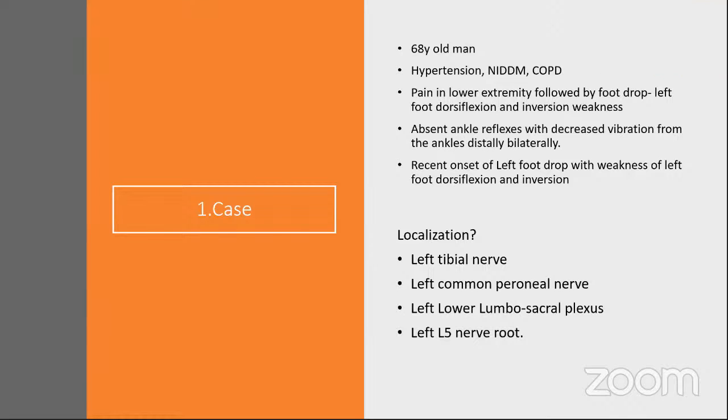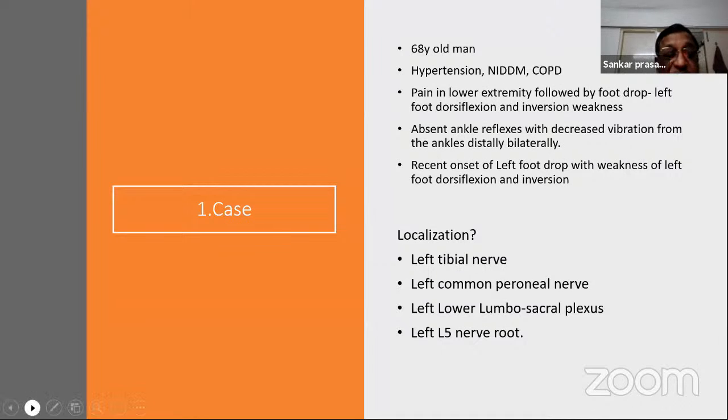Foot dorsiflexion is secondary to common peroneal nerve weakness, and inversion is secondary to left tibial nerve weakness. So it can be either. Can it be above the division of the common peroneal and tibial? Yes. So it could be L5 radiculopathy. It's not common peroneal, not tibial. It's not plexus because there is no history of any cancer or trauma. So it will be L5. Okay, all right. Thank you. That's nice.